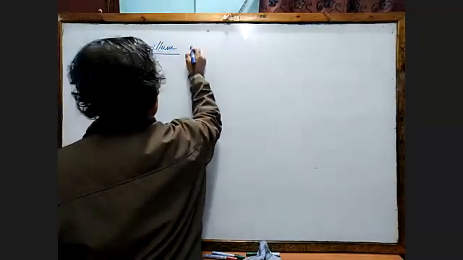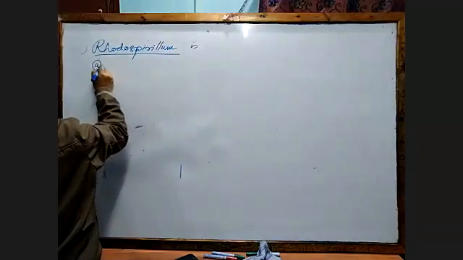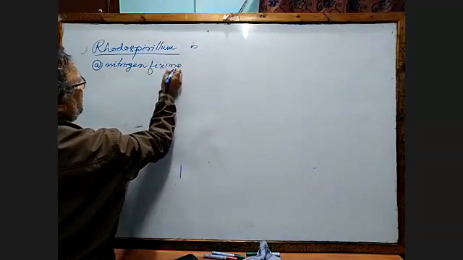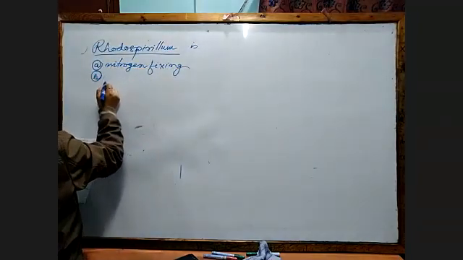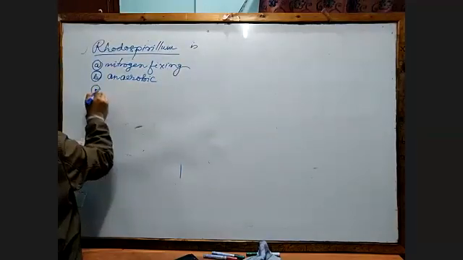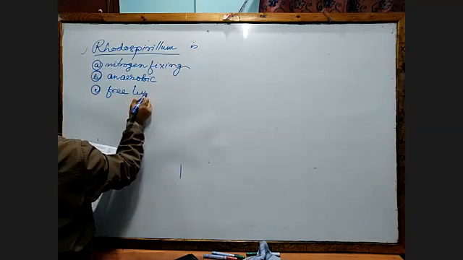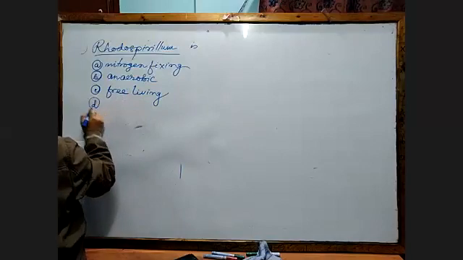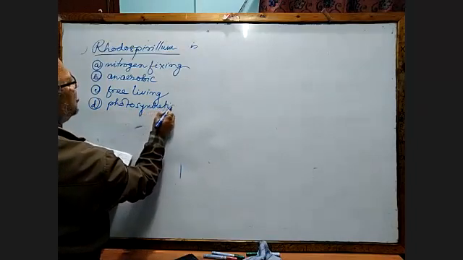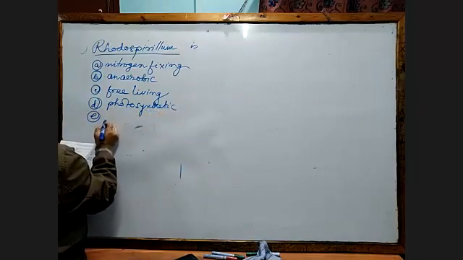Next question is: Rhodospirillum is, here A, nitrogen fixing, B, anaerobic, C, free living, D, photosynthetic, and E is aerobic.